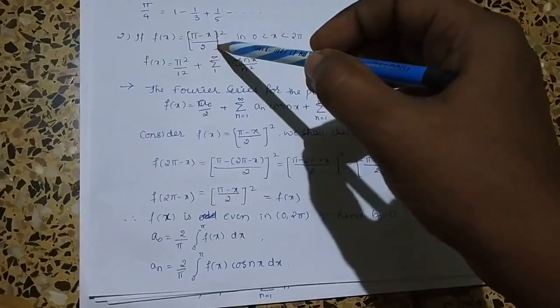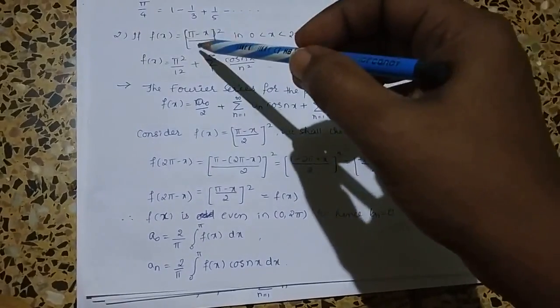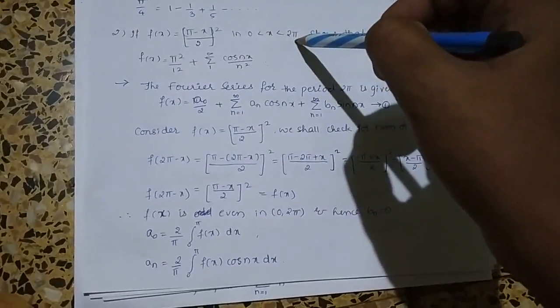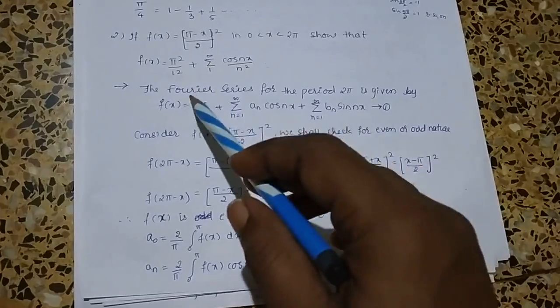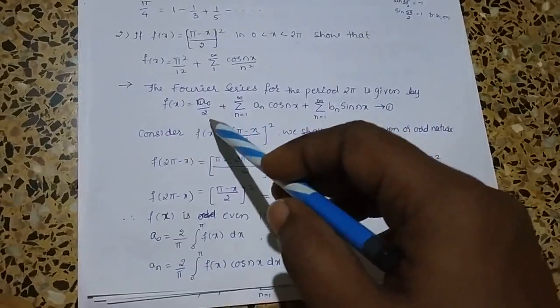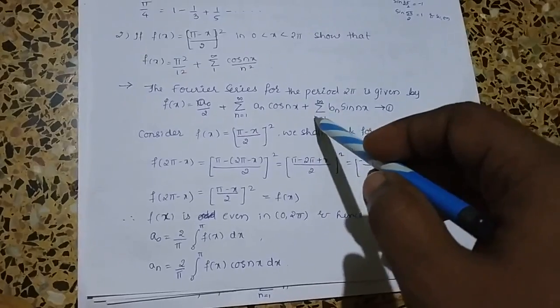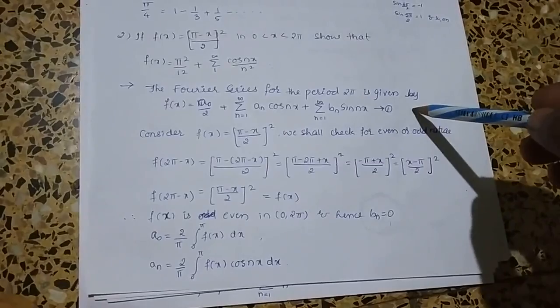Now this function f of x is defined in the interval 0, 2 pi. The Fourier series for the period 2 pi is given by f of x equals a0 by 2 plus summation n equals 1 to infinity an cos nx plus summation n equals 1 to infinity bn sin nx. Let us take it as equation 1.